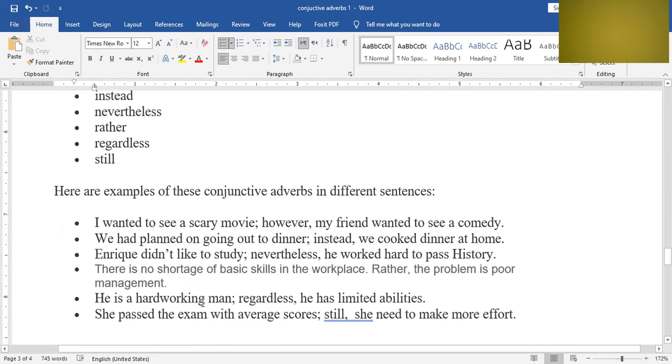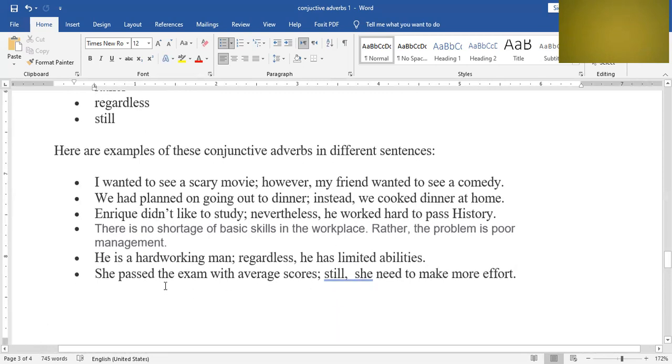He is a hardworking man, regardless he has limited abilities. Someone who is a hard worker generally has good abilities, but here he is a hardworking man regardless of his limited abilities. He has limited abilities, but he works hard. So, also opposing ideas.